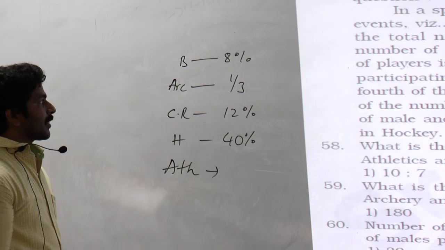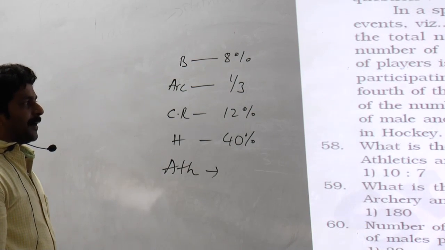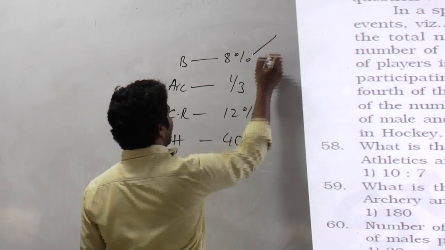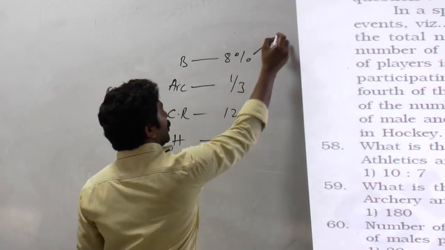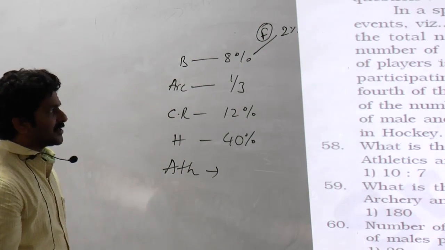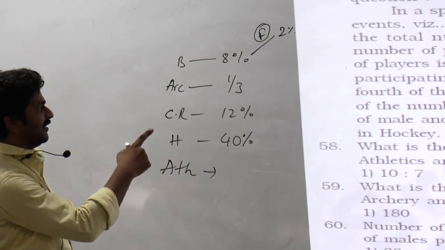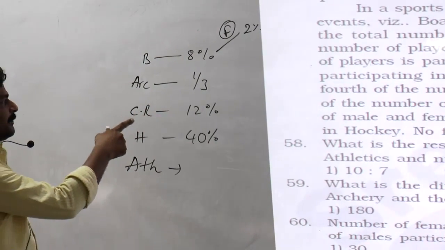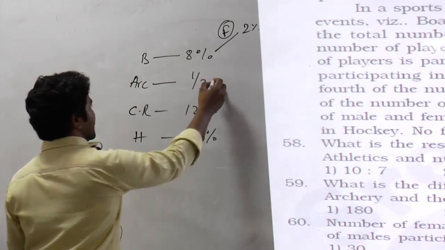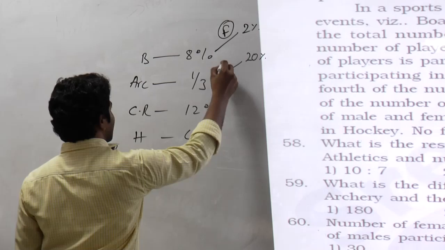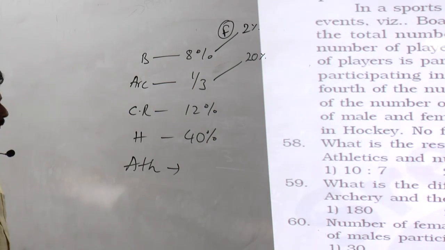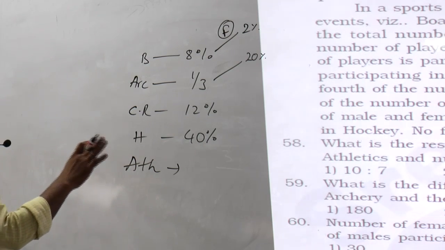Athletics remaining. 1/4 of the number of players participating in boating is female. Boating, 1/4 of this. Female 2%. Next, 20% of the number of players participating in archery are female. 20% of this, we'll do that later. I'm writing only female. Remaining goes to male.